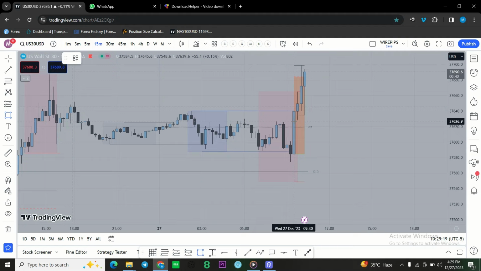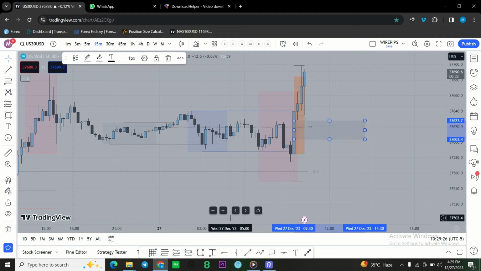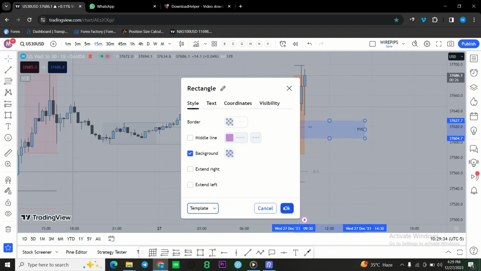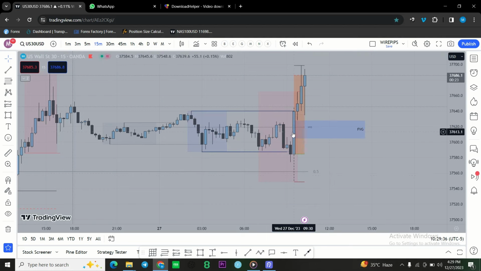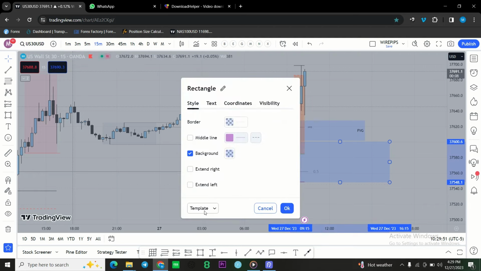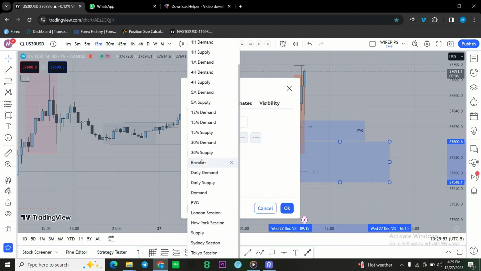We have this imbalance at the zone. It's called a fair value gap as well. Now we've got this demand zone as well. This is the demand zone. So now I want to be paying attention to these two zones.